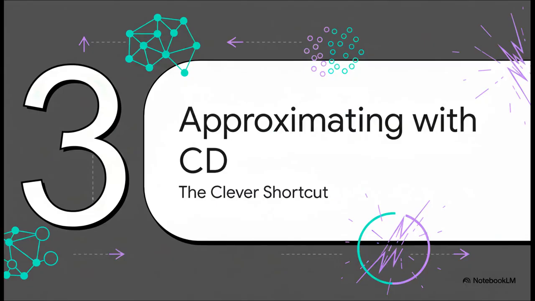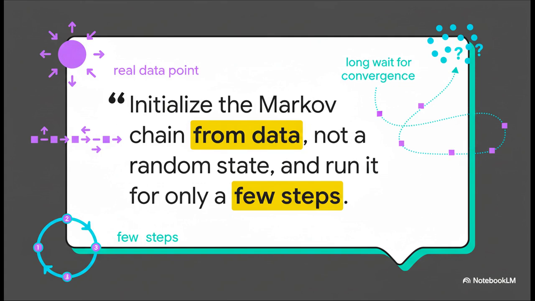This is where Geoffrey Hinton's really clever idea, contrastive divergence, or just CD, comes into play. It's a pragmatic, powerful shortcut that just smashes right through this vicious cycle. And here is the core insight. Forget about starting a Markov chain from some random noise and waiting around forever for it to converge. Instead, we take a real data point, one from our actual training set, and we start the chain right there. Then we only let it run for a tiny number of steps, sometimes just one single step.